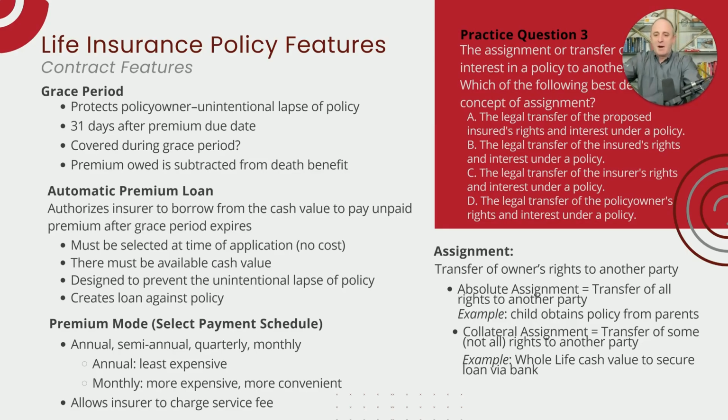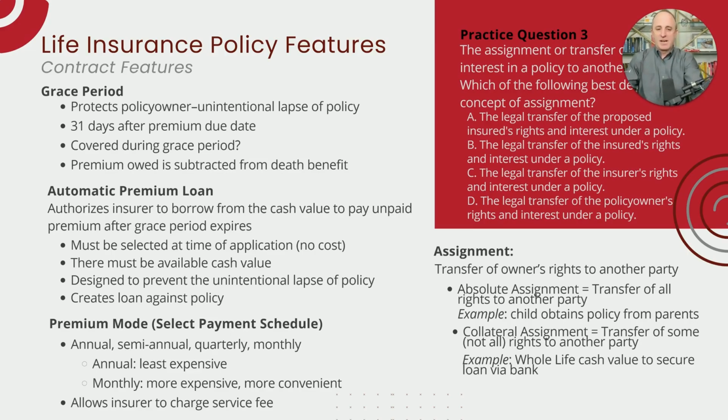Premium mode refers to how it's paid. There's 4 different premium modes typically. Monthly is going to be the most expensive, and annual is going to be the least expensive. And basically, it's a way of allowing the insurance company to charge a bit more for the more payments they have to process in an annual period. They're allowed to charge a fee for that, basically.